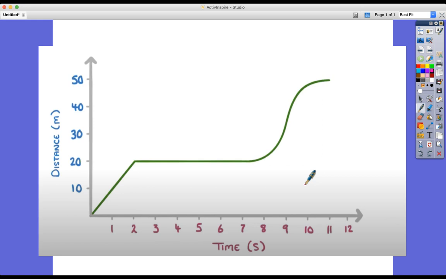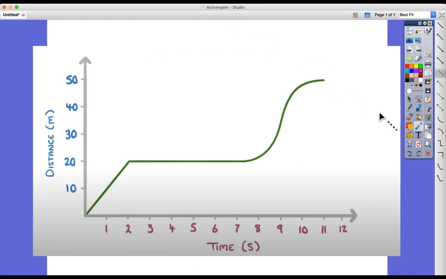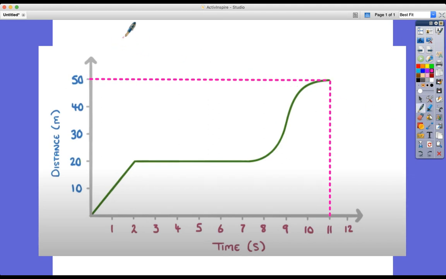Hi, in this lesson we're going to learn how to interpret and analyse the distance time graph. One of the first things that you might like to do with the distance time graph is to take advantage of one of the key formula triangles that we learn in maths, which is that speed is distance divided by time.